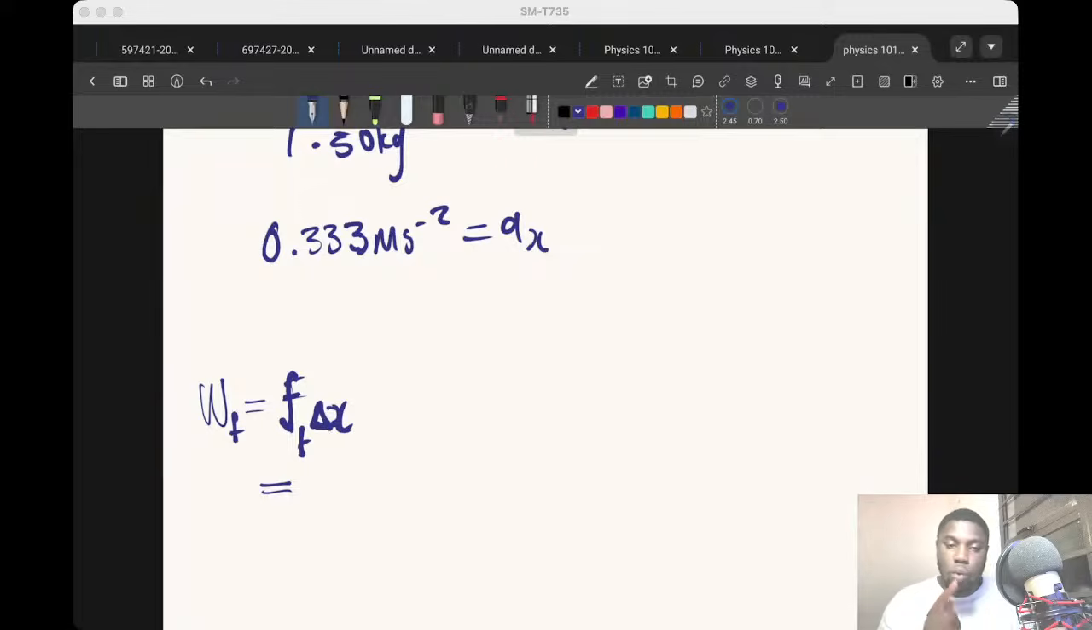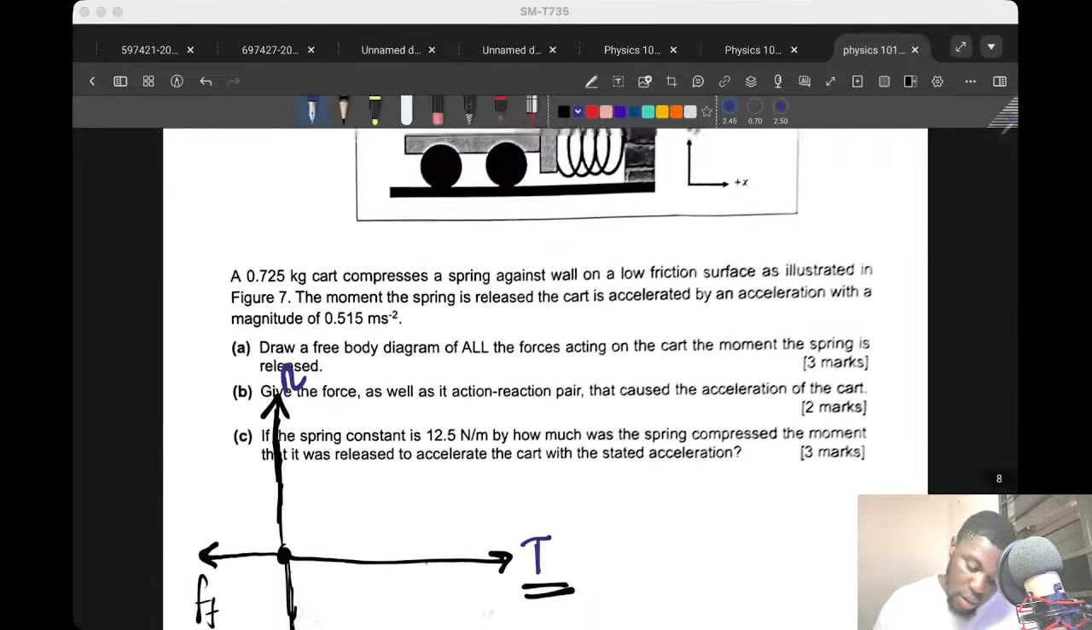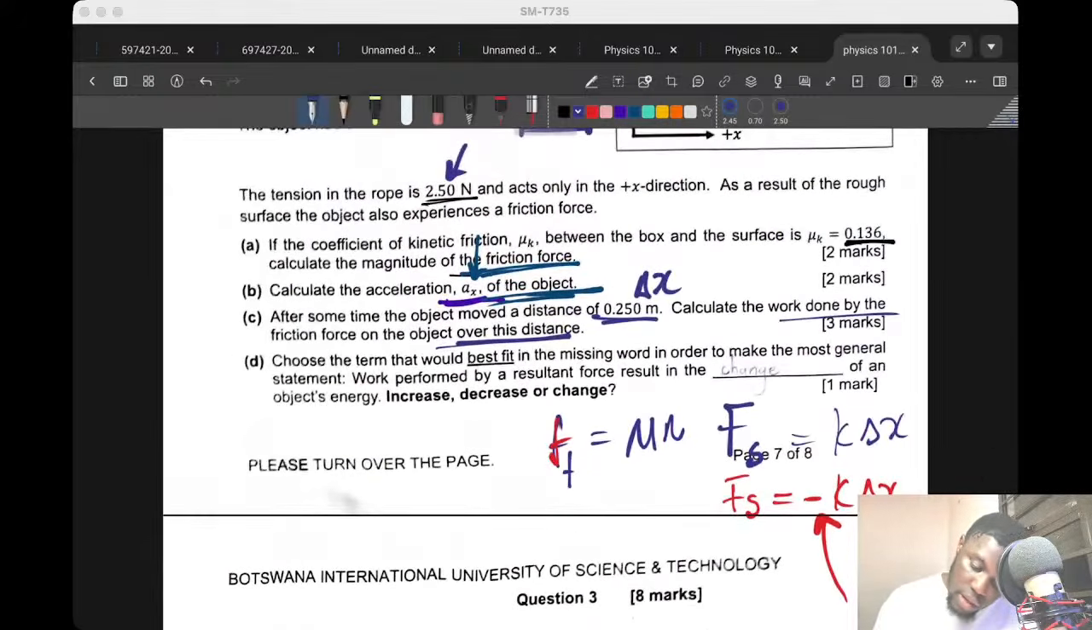We want to find the work done by friction. Now let's talk about this. We know this is how to get the work done by the force of friction. But we have been told that after some time the object moved this distance. Calculate the work done by the friction force on the object over this distance. So it moved a distance of what? 0.257. What was it that was acting on this thing?